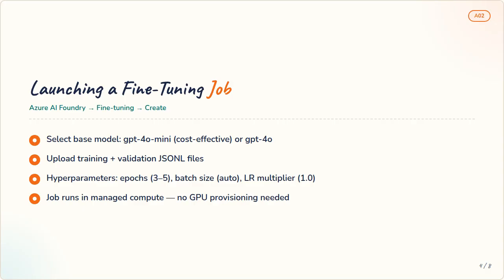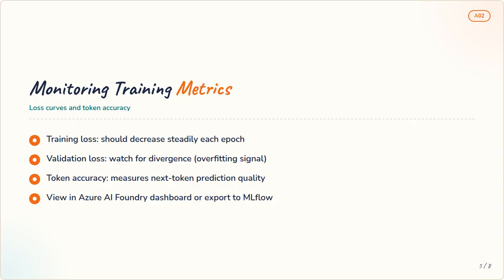In Azure AI Foundry, go to Fine-Tuning and click Create. Select your base model. GPT-4o Mini is more cost-effective for most use cases. Upload your JSONL files, set epochs to 3 to 5, and leave batch size and learning rate on auto. The job runs on managed compute, no GPU setup required.